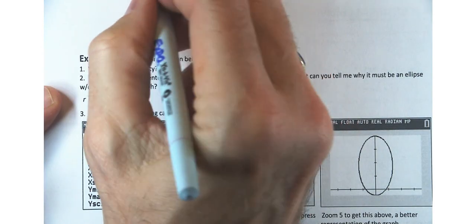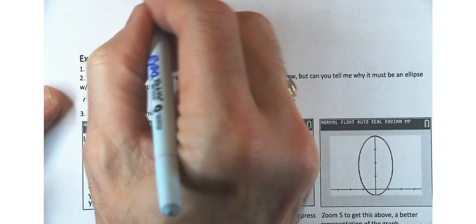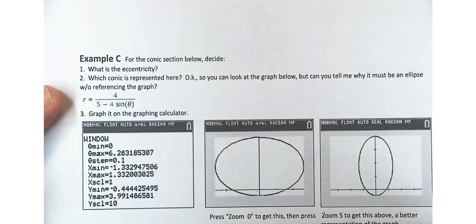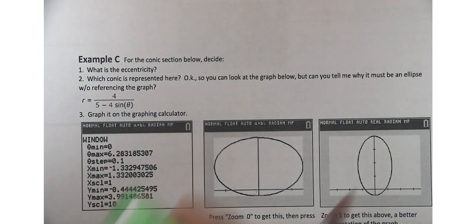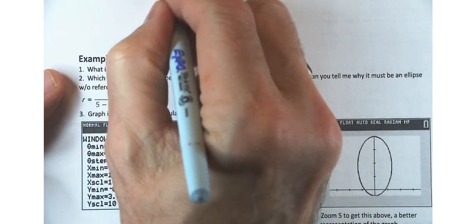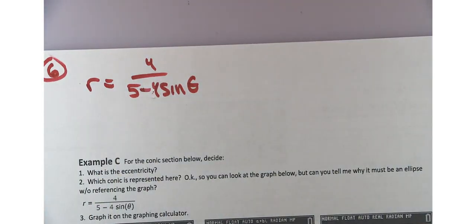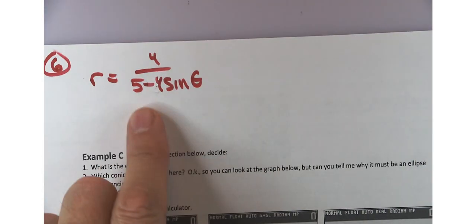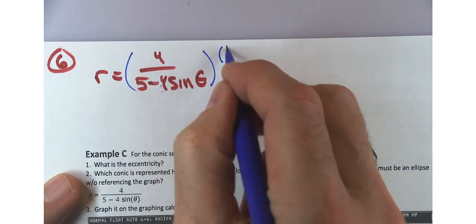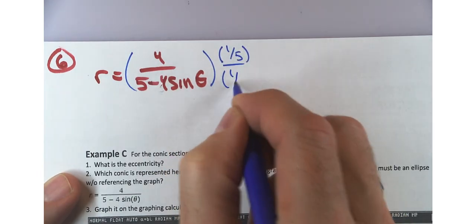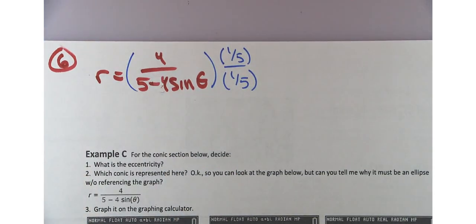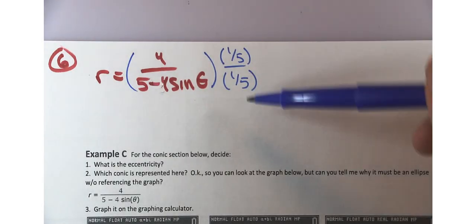So let's go up here. R equals 4 over 5 minus 4 times the sine of theta. I need to make this a 1. So if I want to make that a 1, I can divide everything by 5. I'll do it like this. I'm going to multiply in the numerator and denominator by 1/5. So I'm multiplying by 1/5 over 1/5.